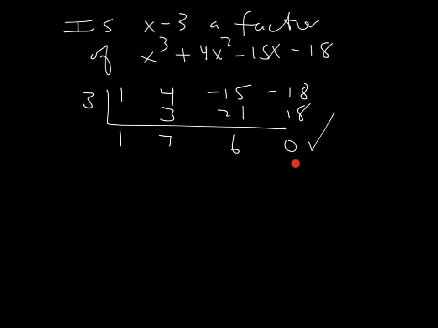Let me say that again. I'm going to say it slow. This thing right here divided evenly into this because I have no remainder. If something divides evenly into something else, then it is a factor of it. So all you have to do now is say yes. When you do these problems, it's a yes or no and a little bit of work to prove it, all focused on the remainder.